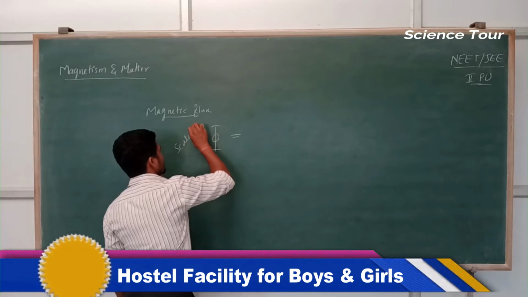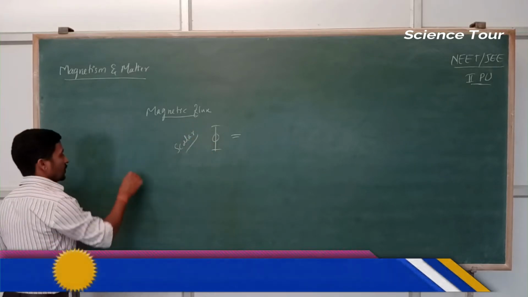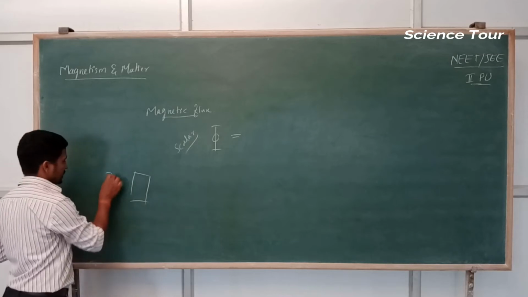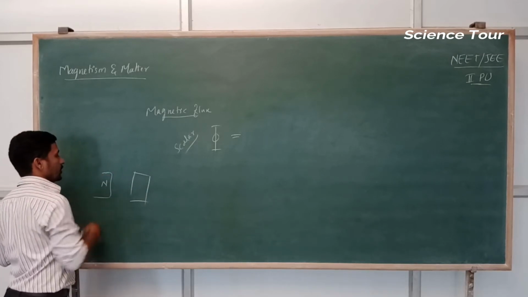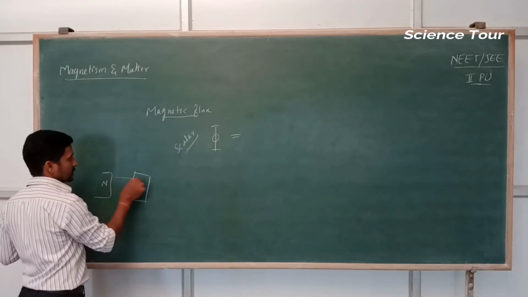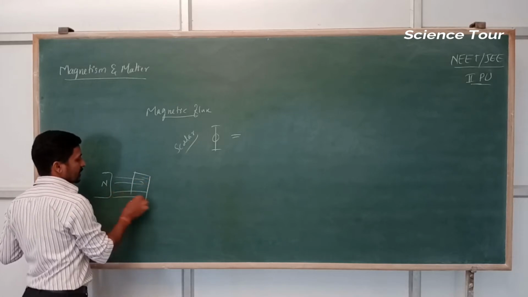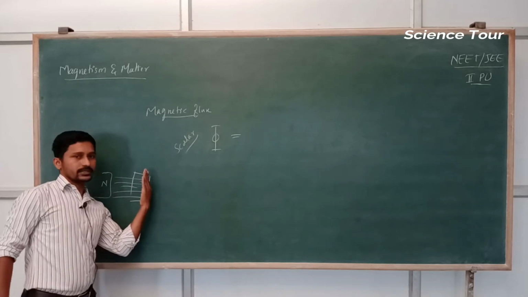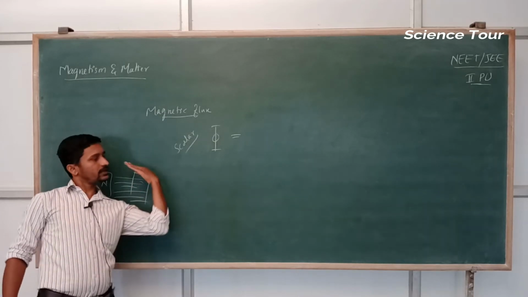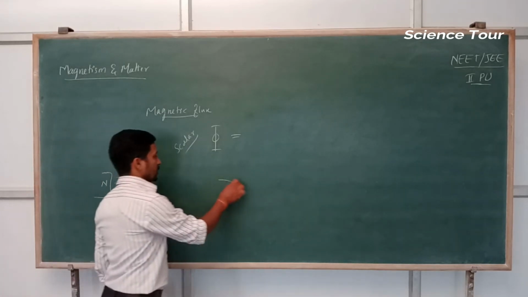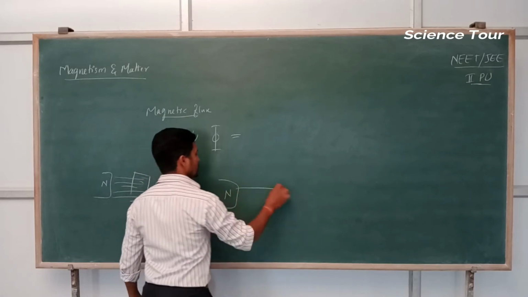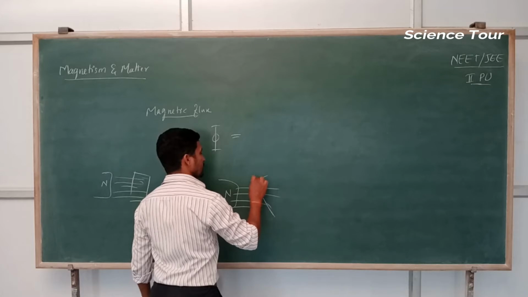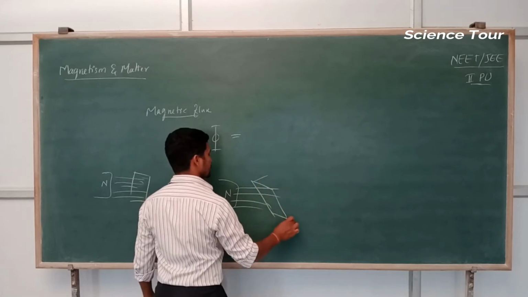It is a scalar quantity. Now I have given an area like this, and I have a magnet like this. So all magnetic field lines are passing normally, isn't it? Now I have kept it in this way. Now I will keep it in this way. North pole is there, and the magnetic field lines are passing normally.